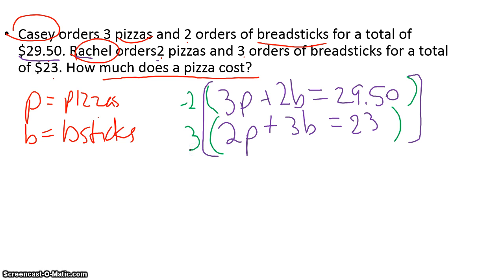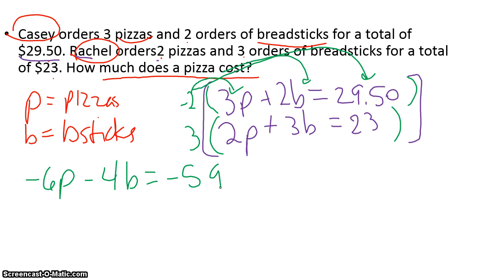So let's distribute that -2. -2 times the 3p would be -6p. The -2 times the 2b would be -4b. And one more time, -2 times 29.50 would be -59.